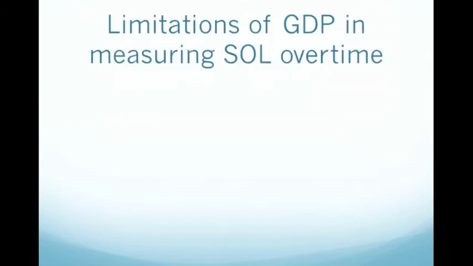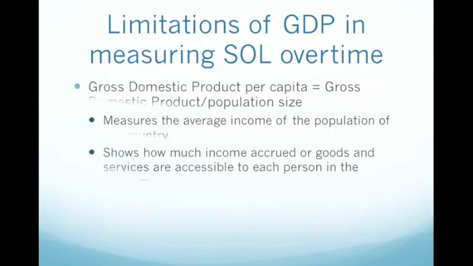However, there are limitations of using only GDP to measure standard of living across time. We can use GDP per capita instead. GDP per capita is the GDP of a country over its population size. GDP per capita measures the average income of the people and shows how much income accrued or goods and services are accessible to each person in the economy.